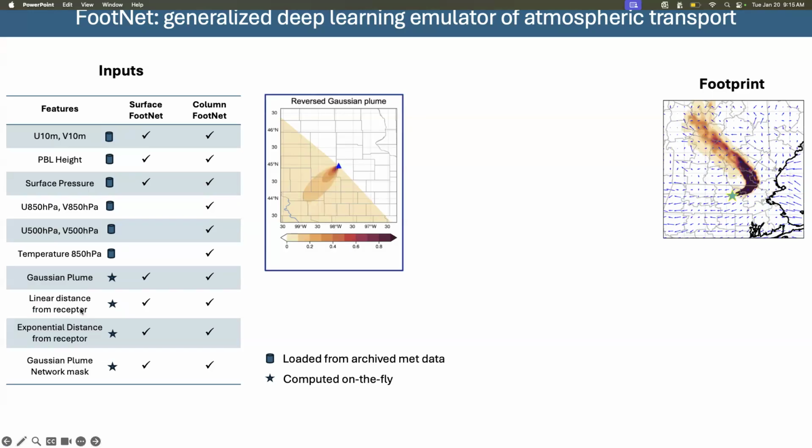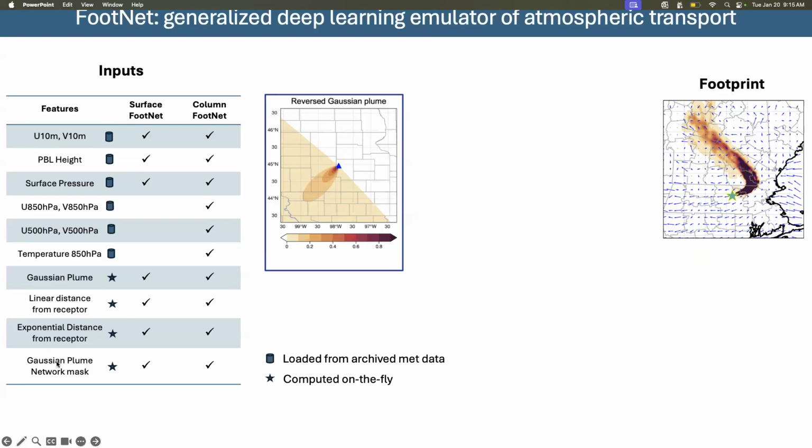Second, we also use the linear distance from receptor, so the linear distance of each grid point from the receptor site, as well as the exponential distance for each grid point from the receptor site. The idea behind using these distances was that as we move away from the receptor, the footprint values decrease, right? So just to create a balance between near field and far field, we use these distances.